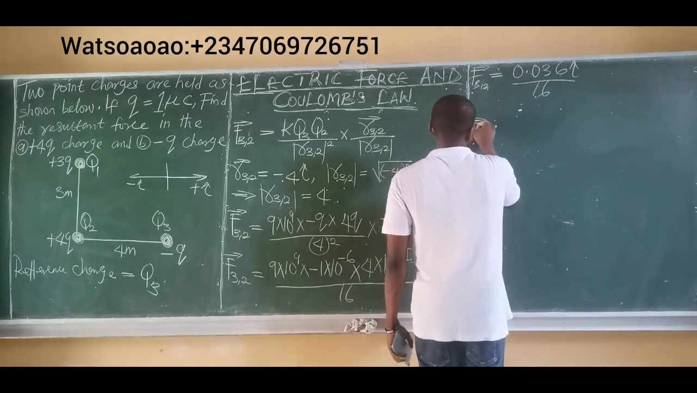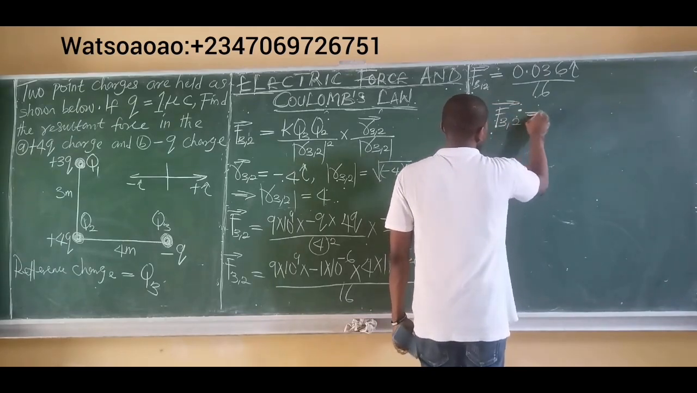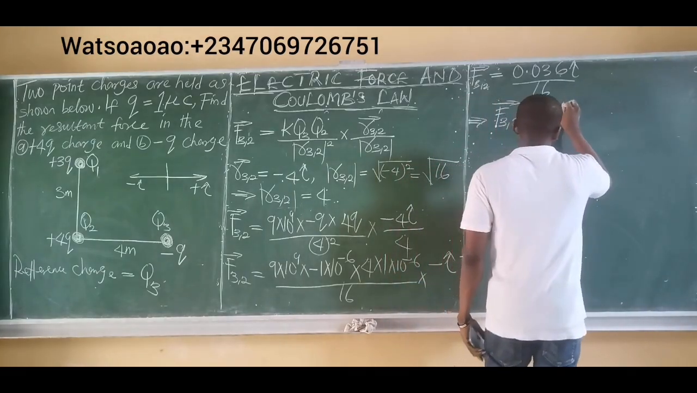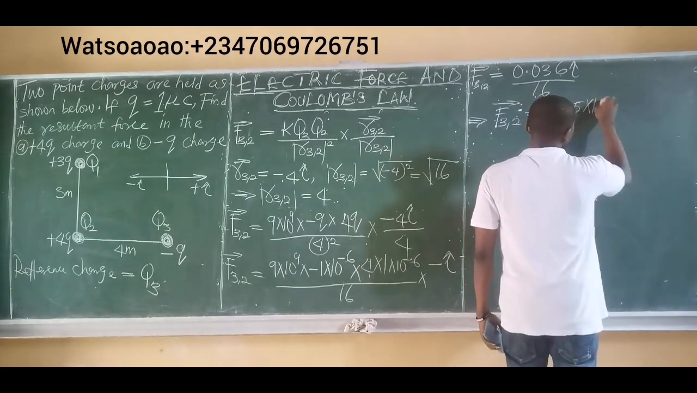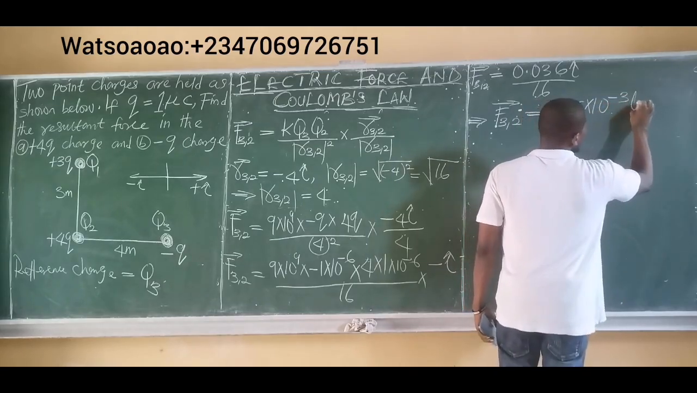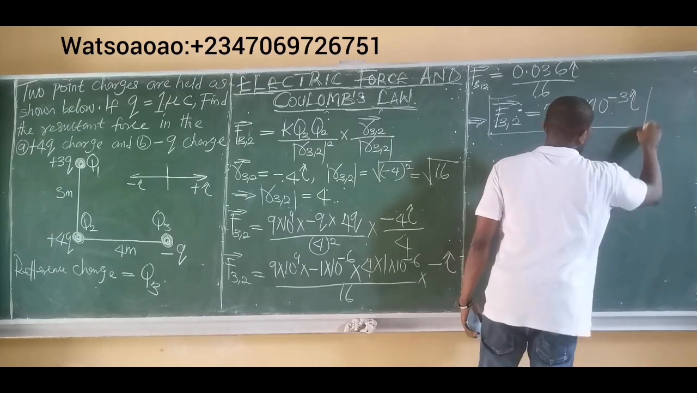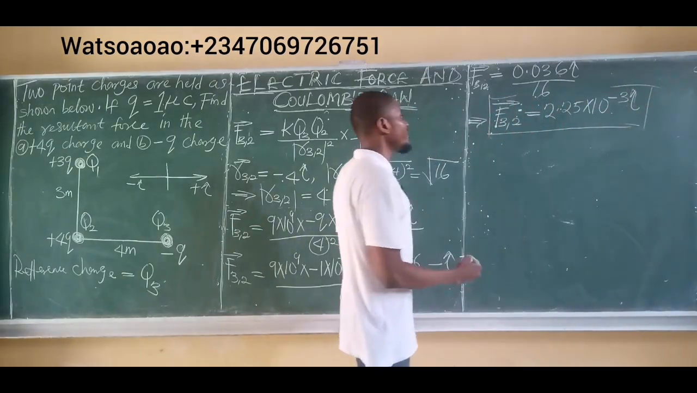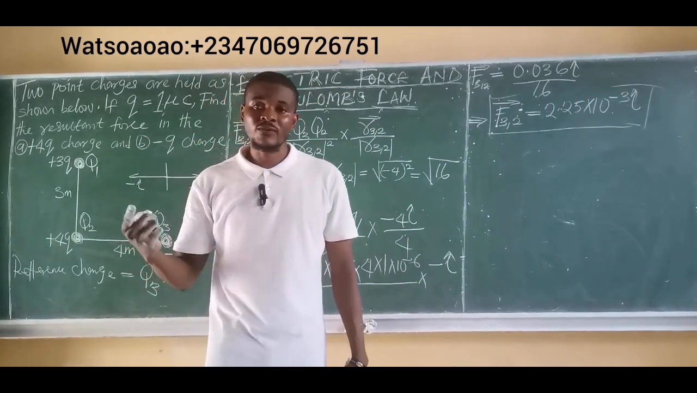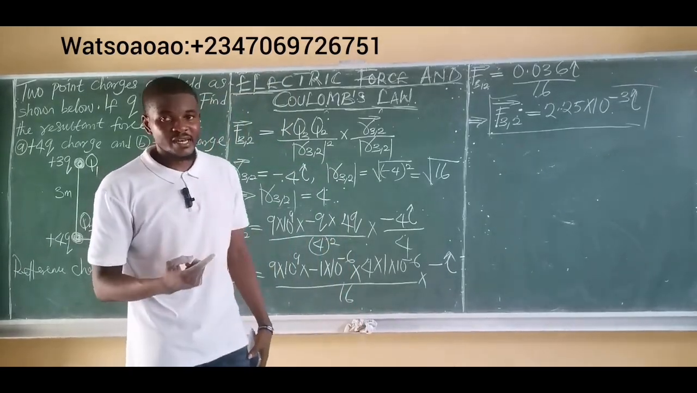So this implies that the force of attraction between charge 3 and 2 is now equal to, dividing that by 16, 2.25 by 10 to the power of negative 3 in the I direction. So this is the force of attraction between charge 2 and charge 3. You observe that this force of attraction is positive, compared to the first force of attraction, between charge 2 and charge 3, which gave us negative.